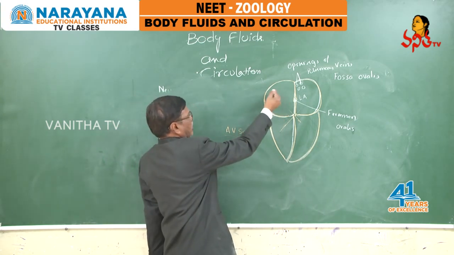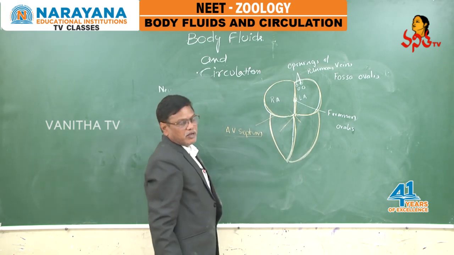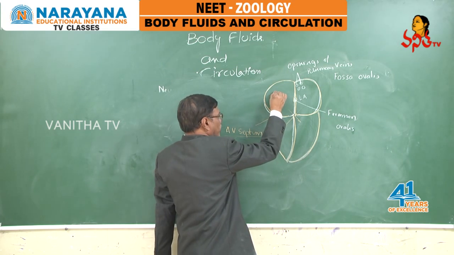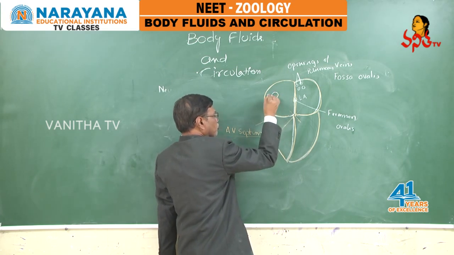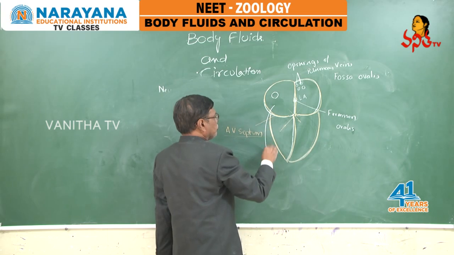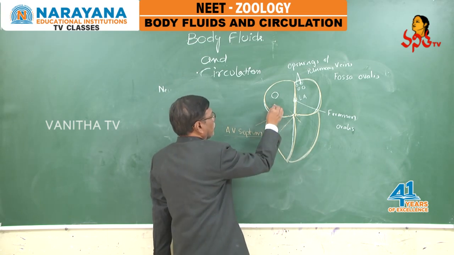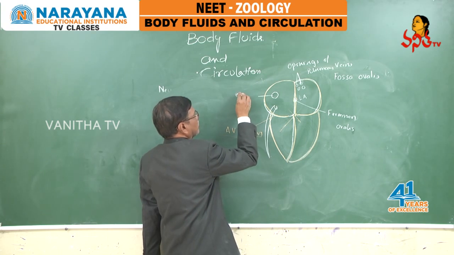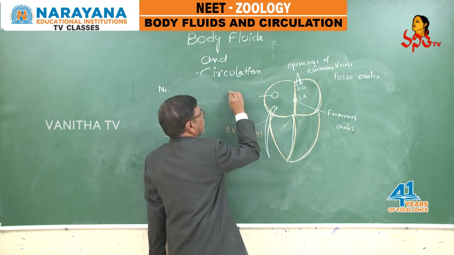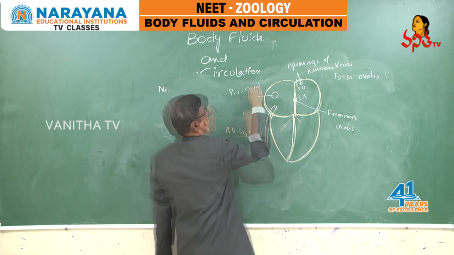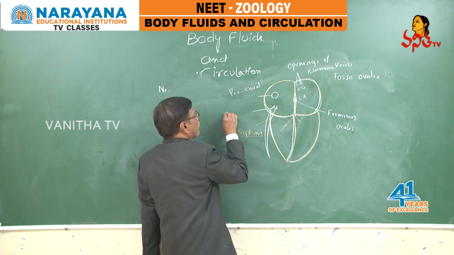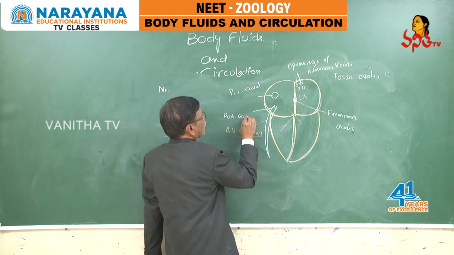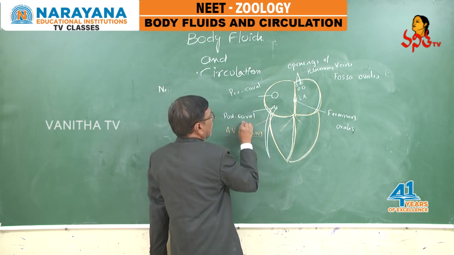Then coming to the right auricle, that is somewhat large compared to the left one. In the right auricle, 2 openings are seen. What are the 2 openings? One is the opening of precaval vein. Another is the opening of postcaval vein.